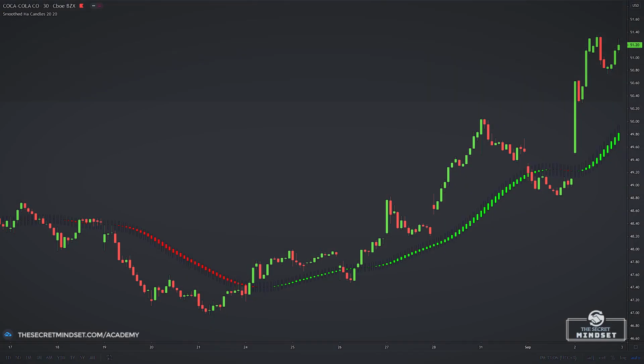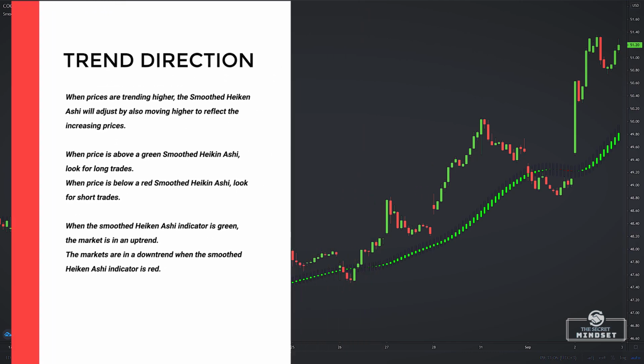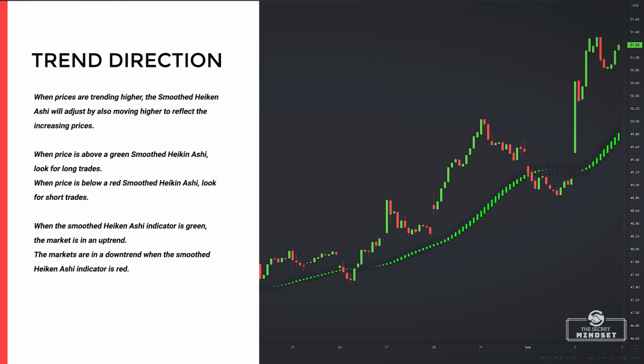When prices are trending higher, the Smoothed Heiken Ashi will adjust by also moving higher to reflect the increasing prices. This could be explained as a bullish signal where traders may prefer buying opportunities. The opposite would be true if the price was consistently trading below the Smoothed Heiken Ashi indicator, where traders would then prefer selling opportunities due to the market signaling a downward trend.